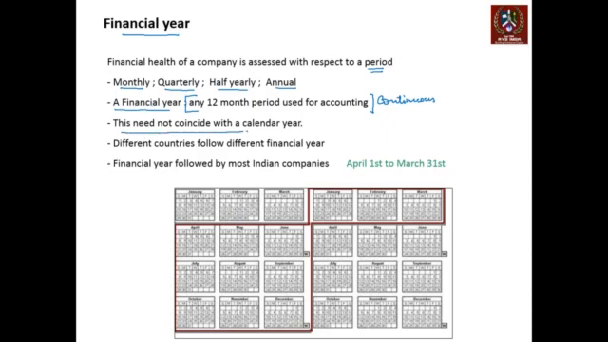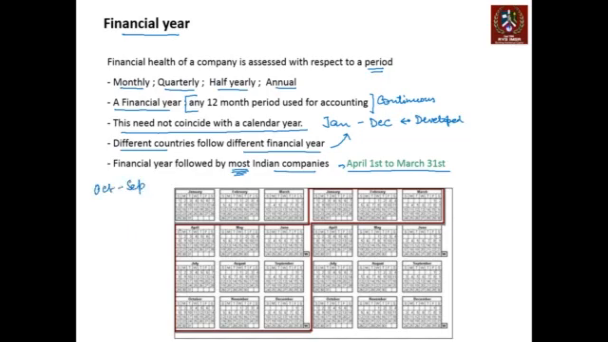This may or may not coincide with a calendar year. So it is not necessary that it has to be January to December of a particular year. Different countries follow different financial years. The US usually follows January to December. So most of the developed nations follow this. India, on the other hand, follows April 1st to March 31st. Generally, most Indian companies follow this. That doesn't mean all of them have to follow. You could have companies that follow an accounting period of October to September.